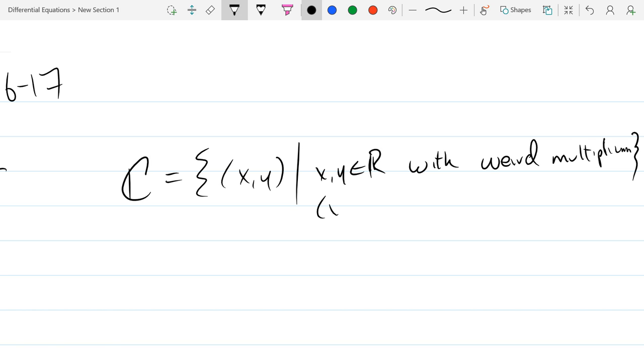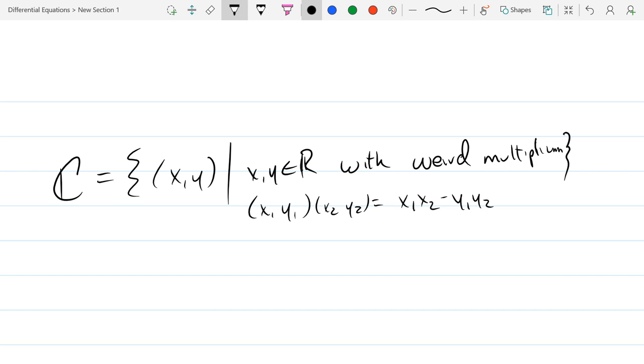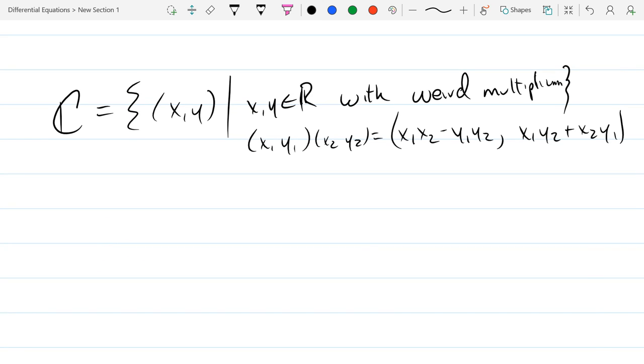So what does multiplication look like? If you have (x1, y1) times (x2, y2), just off the top of my head, I think it's (x1 x2 minus y1 y2, comma, x1 y2 plus x2 y1). Yes, that's the multiplication. Hopefully it'll make sense in a minute. That's the weird complex multiplication.